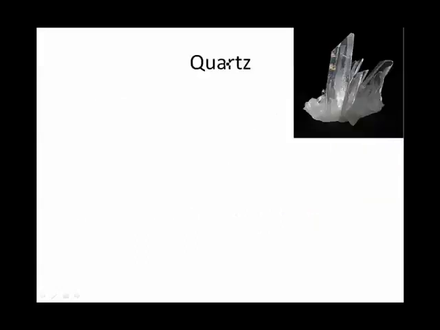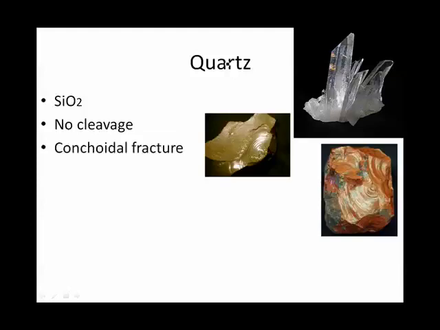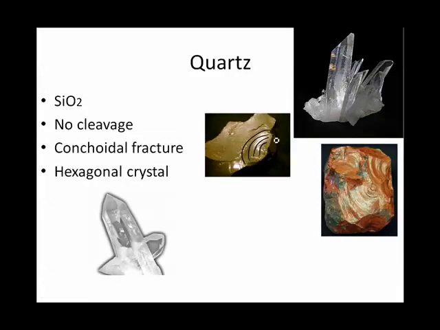The best example of a framework silicate is quartz. How elegant! It's simply SiO2. It has no cleavage planes because it is strongly bonded in all directions, but it does break with conchoidal fracture, that is, along smooth, curved surfaces. It makes for great arrowheads. It has that beautiful hexagonal crystal.